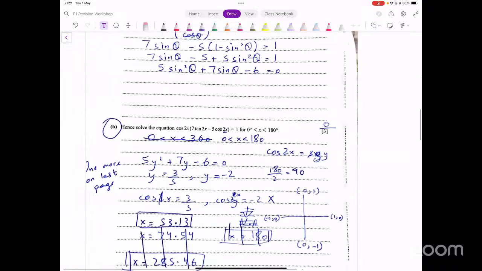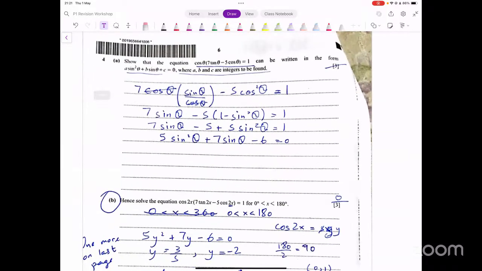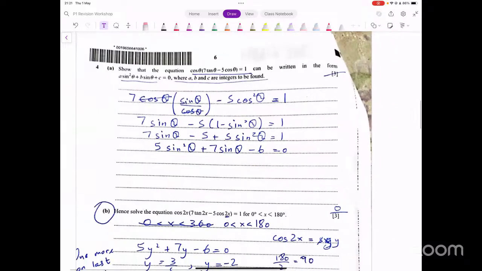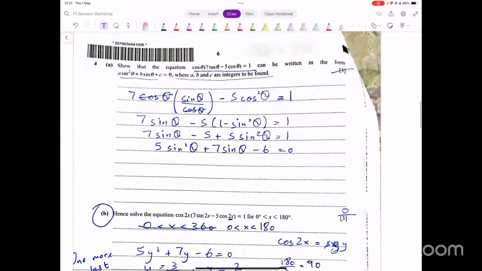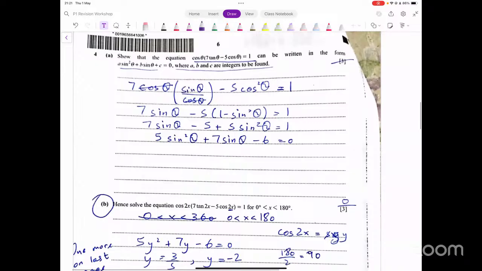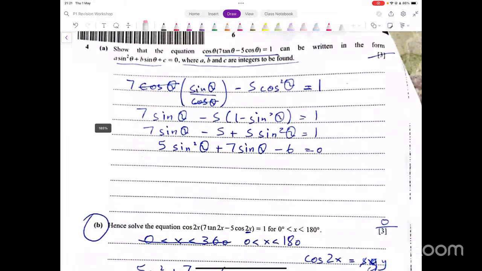Okay, I'm going to skip the first one because I can't see that properly. So this equation can be written in this form and hence solve this equation. Okay, so let's have a look at this. The second part, the first part you're done with, and you got this 5 sine squared theta plus 7 sine theta minus 6 equal to 0. Now in the second part, they're saying hence solve.